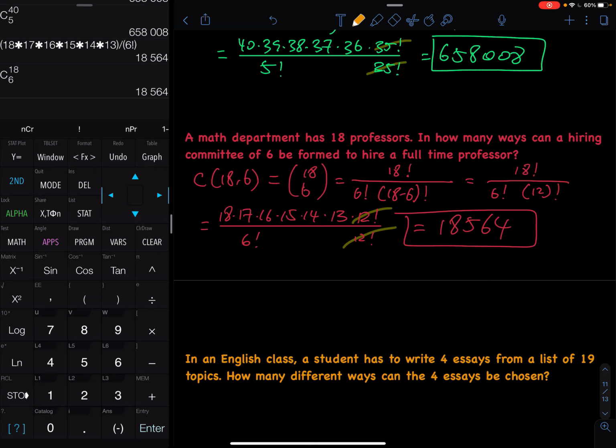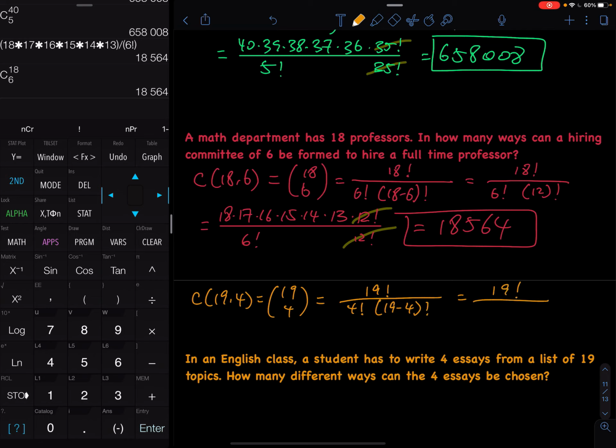19 essays. Let's say like 19 problems on a test. You do 4 of them. You get scores on those 4 problems. The order is not important, right? So the order is not important, then that is a combination problem. So you do a combination, 19 choose 4. So this is 19 factorial divided by 4 factorial, and then 19 minus 4 factorial. So this is 19 on top, and then 4, and then 15.